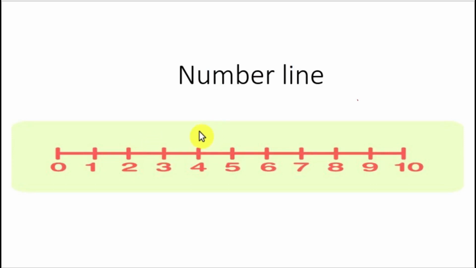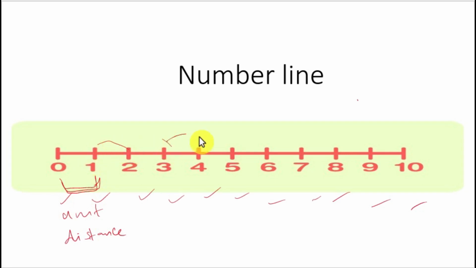Next, number line. Number line means 0, 1, 2, 3, 4, 5, 6. These 0, 1, 2, 3 are whole numbers. We made a number line for these whole numbers. Here 0 to 1 is the unit distance. This same unit distance we have to mark for all. If we want to extend, we can extend it also. Okay, this is a number line.